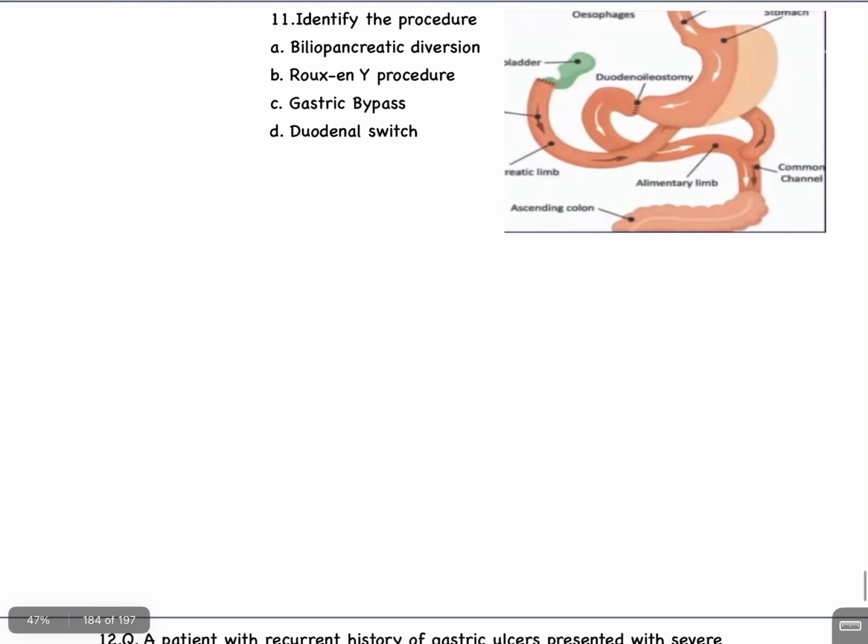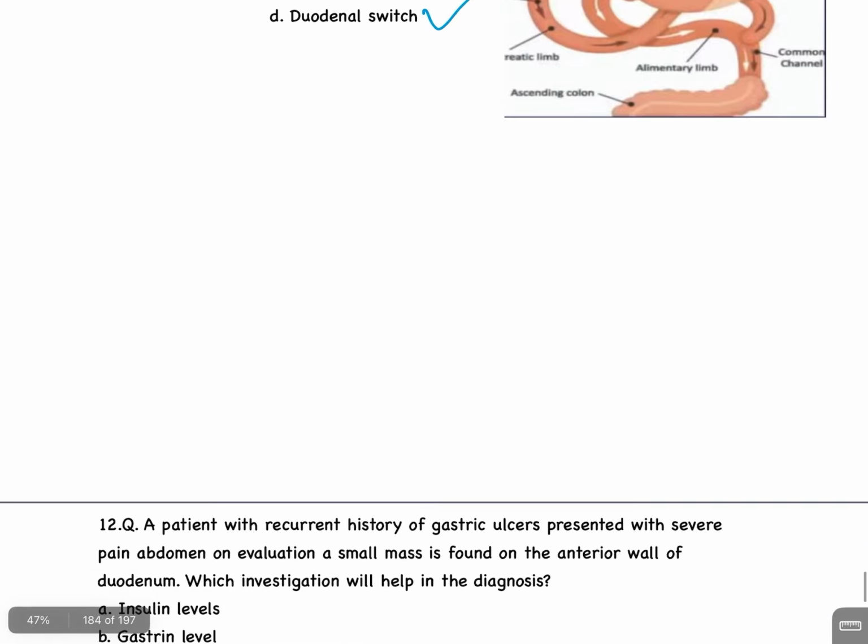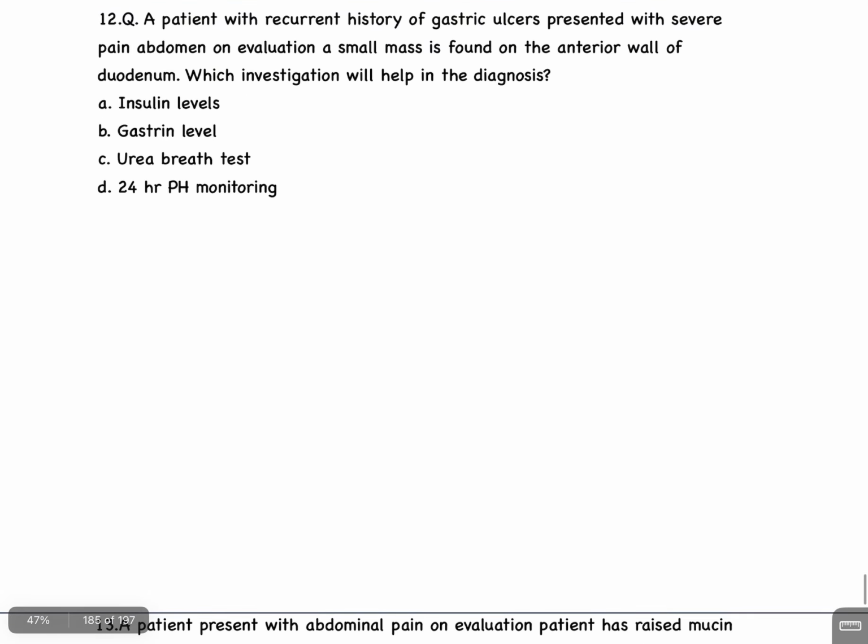Question number 11. Identify the procedure. A. Biliopancreatic diversion. B. Roux-en-Y procedure. C. Gastric bypass. D. Duodenal switch. इसका आंसर है D. Duodenal switch.